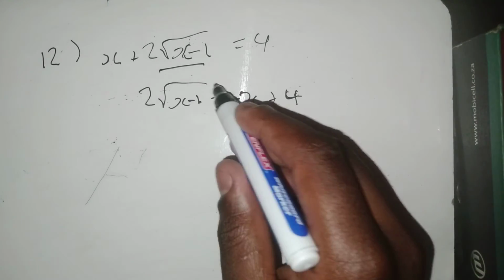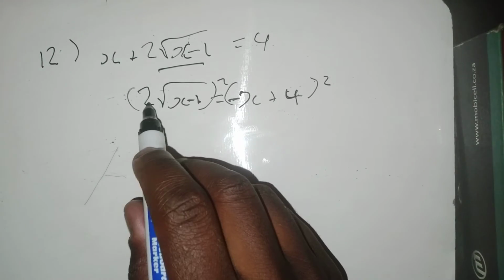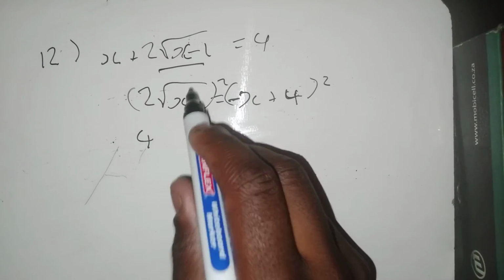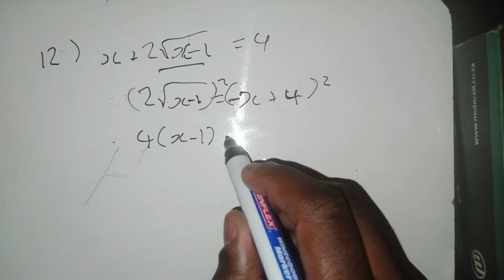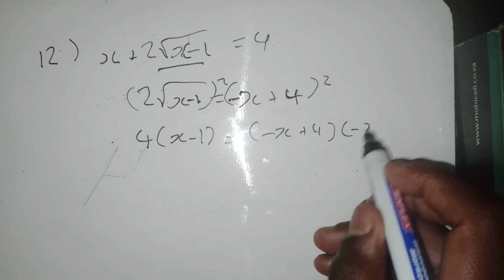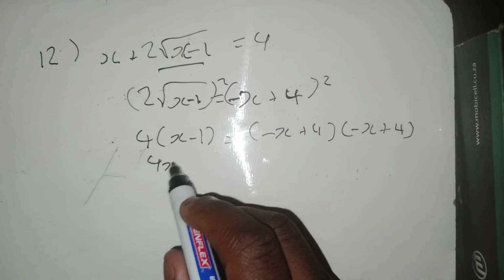So since it's isolated, we can then square both sides. Remember, when you square, don't forget to square the 2. So the 2, when you square it, becomes 4. Then the square cancels the square root, so you have x minus 1. Then we have minus x plus 4 times minus x plus 4. So this becomes 4x minus 4.